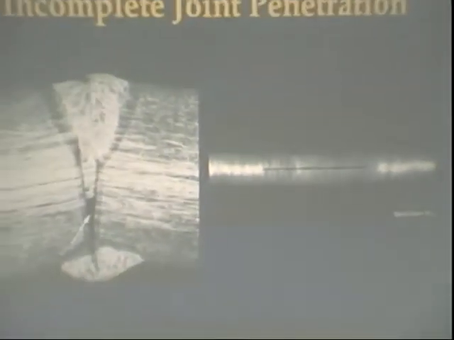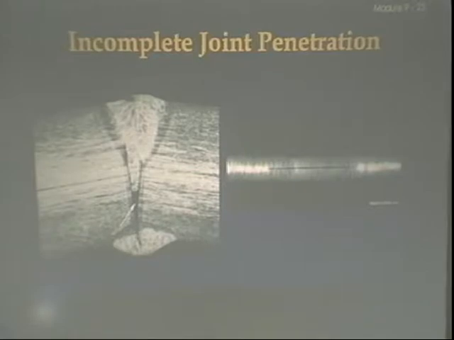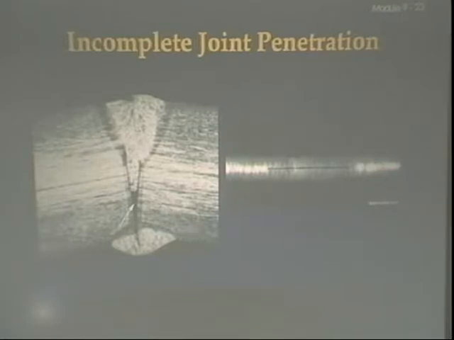Staying on page 910, highlight the last paragraph. It says, incomplete joint penetration can be caused by the same conditions which result in incomplete fusion. That is improper technique, and I've underlined that again. Improper technique, improper joint configuration, or excessive contamination. Any of those things could lead to incomplete joint penetration.